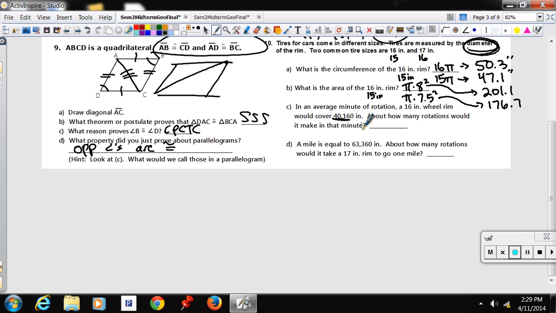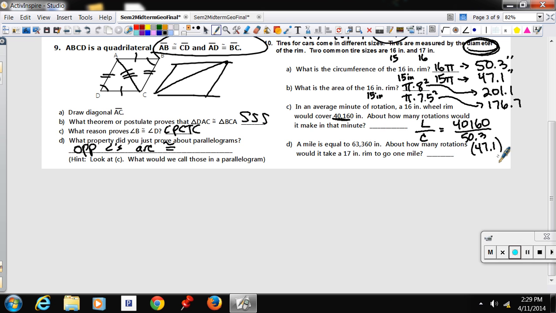And I told you when we were talking about the bicycle tire rolling in the classroom, you take your length and divide it by your circumference. So you've got 40,160 divided by the circumference, and it was whatever your first answer was, because that was the circumference. So 50.3, or you could have had 47.1 as your circumference. You take the 40,160 divided by that number.